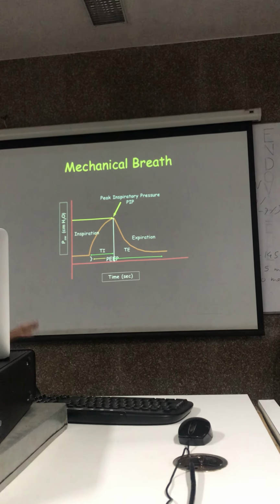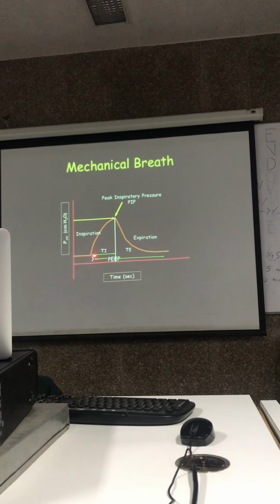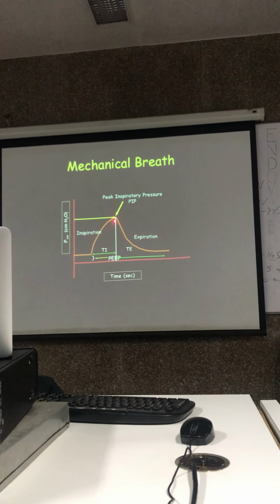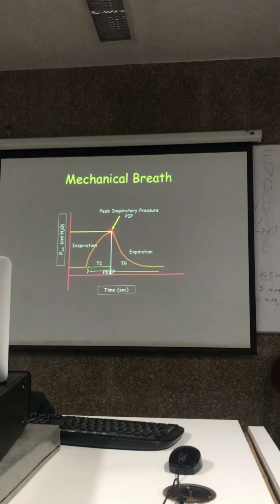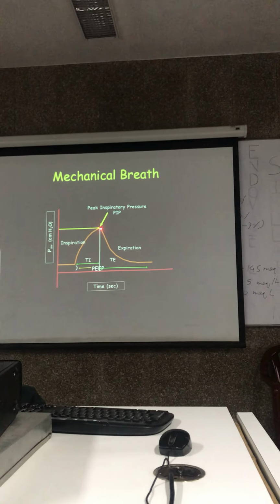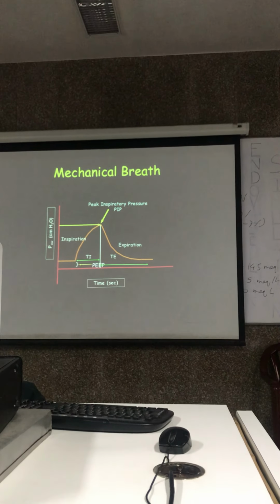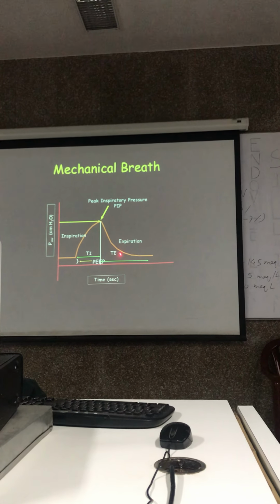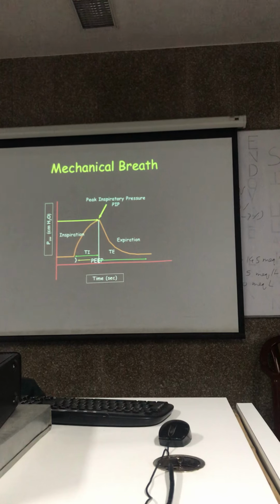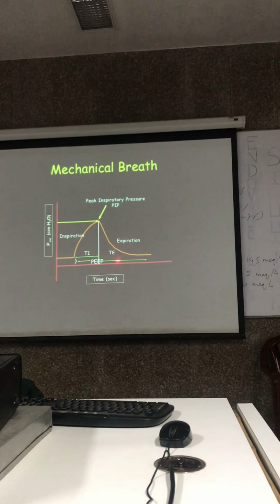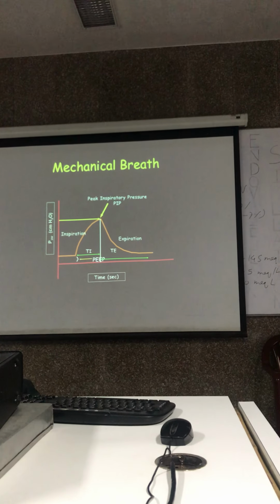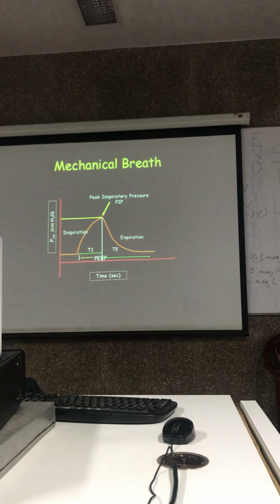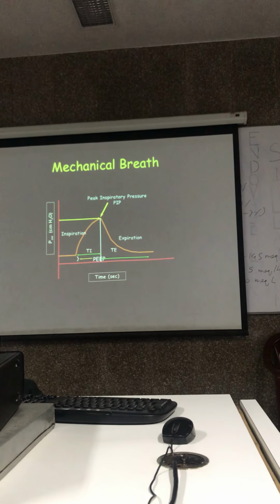Okay, so again, you have a concave, convex pattern here and a concave here. The peak of this corresponds to the peak inspiratory pressure, and that's when expiration starts. And this is the inspiratory time and the expiratory time. And of course, by looking at these time intervals, you are able to determine certain parameters in these patients.